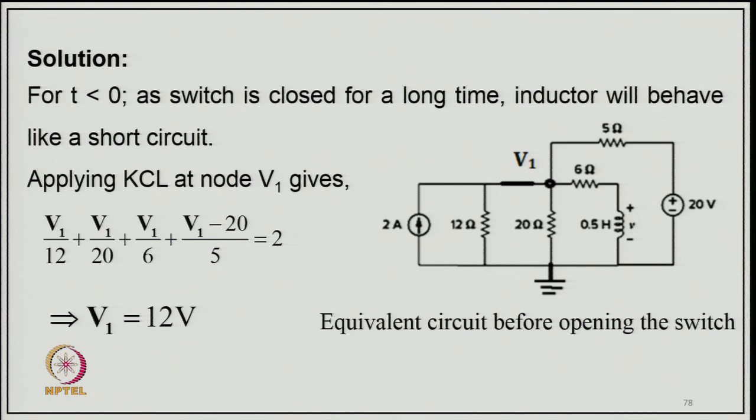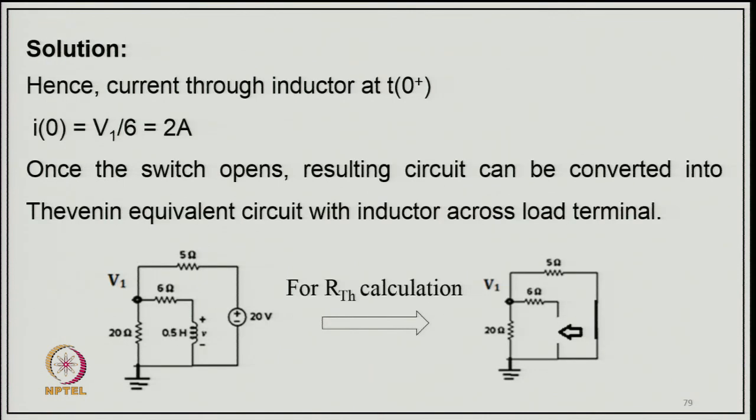So, V1 by 12 is the current here, V1 by 20 is the current flowing through here, V1 by 6 is the current from here, and the current from this side is (V1 minus 20) by 5, that will be equal to the 2 ampere current source, from which you can get V1 equal to 12 volt. Hence the current through the inductor at t equal to 0 plus will be i(0) equal to V1 by 6, that is 2 ampere.